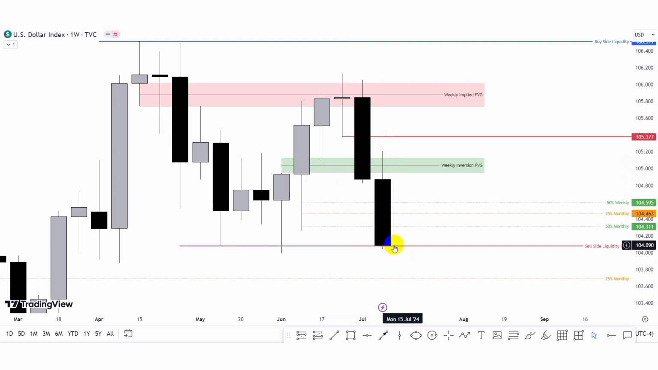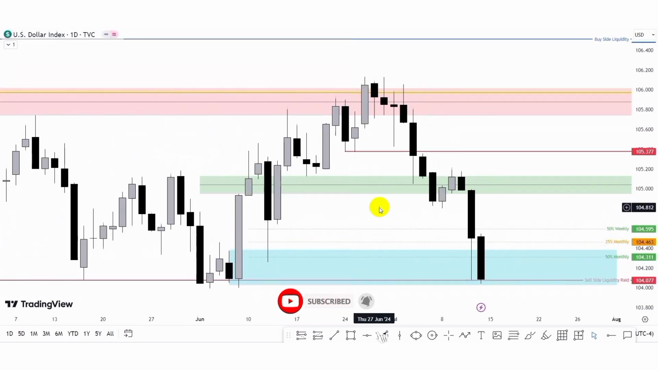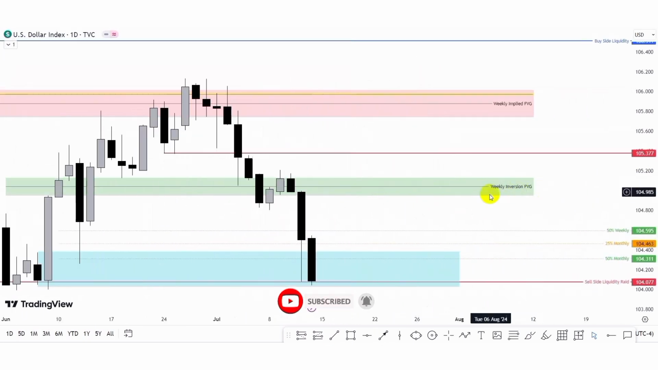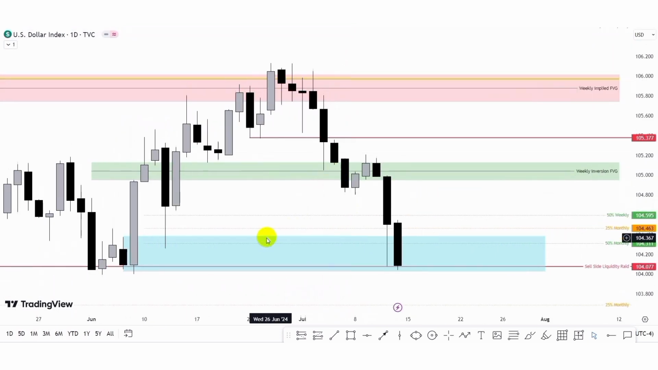So let's drop to the daily time frame. Here we are in the daily time frame. Now you can see this is our weekly inversion fair value gap, and this is the 4-hour zone where we are expecting to see price push to, and this will determine if you're going to have momentum to the upside or to the downside. This was the candle from last week Friday. So we're expecting more bearish move to the downside.